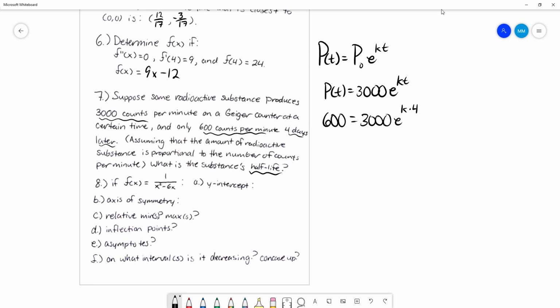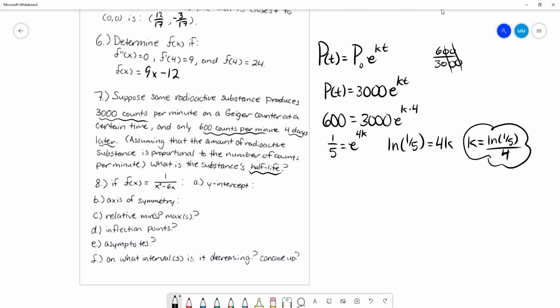So I'm first going to divide off that 3,000. So 600 divided by 3,000, which is 1/5. 1/5 equals e to the 4k. Take the natural log, so it's going to be natural log of 1/5 equals 4 times k, meaning that our k value is the natural log of 1/5 over 4, because we're dividing off that 4. Now, using that, we can plug that back into that original function that we can now use for whatever we need to.